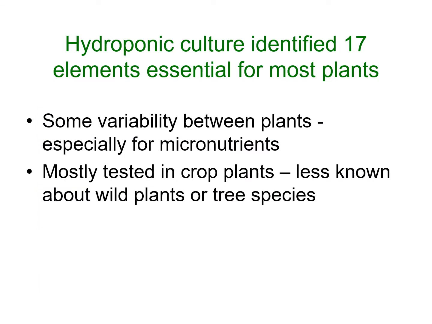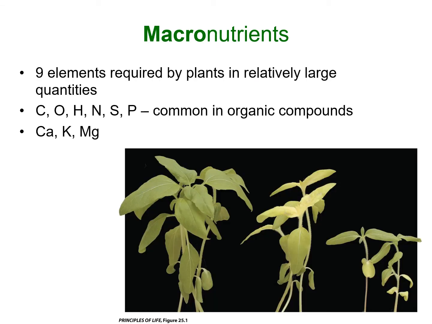And this hydroponic culture identified 17 elements that are essential for most plants. Now, bear in mind there is some variability between plants, especially for the micronutrients. Some plants might require slightly higher concentration. Some may be able to substitute a different micronutrient so they don't need everything. But most of what we know about these is also based on crop plants, because there's been an incentive to try and understand that from agricultural production. And we know much less about wild plants or tree species, which are a little harder to grow in hydroponic culture. So let's have a look at the nutrients.